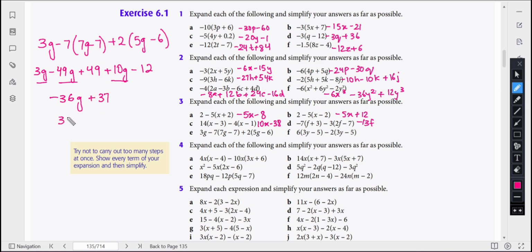You can also write it like 37 minus 36g, but usually we write the variable first. So I'm just going to write -36g plus 37.